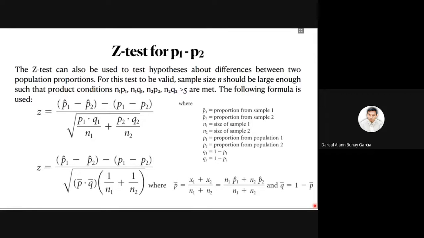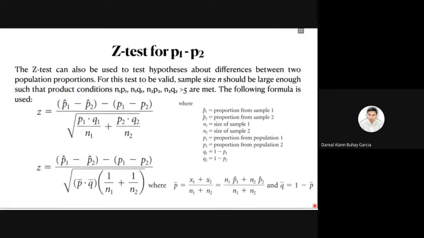The z-test for P1 minus P2, or the z-test for differences in proportion. Sometimes a researcher wishes to make inferences about the difference in two population proportions. This type of analysis has many applications, such as comparing the market share of a product for two different markets, studying the differences in the proportion of female customers in two different geographic regions, or comparing the proportion of defective products from one period to another.